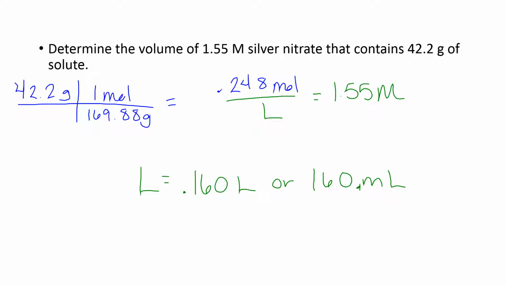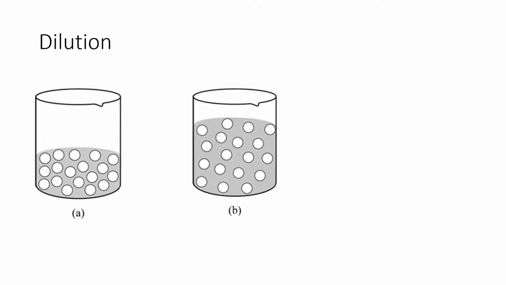Now on the flip side, dilutions. Remember, with dilutions, we're adding volume to change the molarity. If you look at these two images, you'll notice that the water level is different, but they have the same number of particles in there. So when we do a dilution, our number of moles does not change. Our moles at the beginning are equal to our moles at the end.